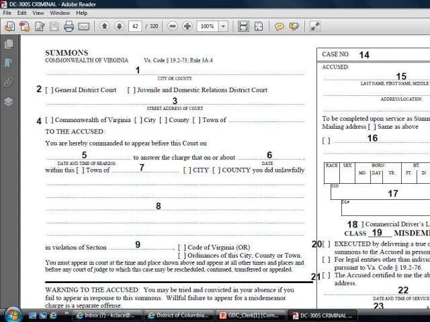What you're looking at, real quick, is a magistrate summons. A police summons is a similar looking form that would be issued to initiate a case.